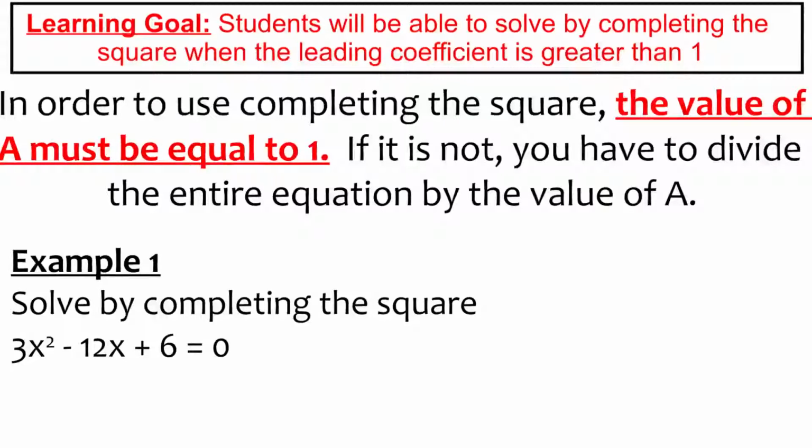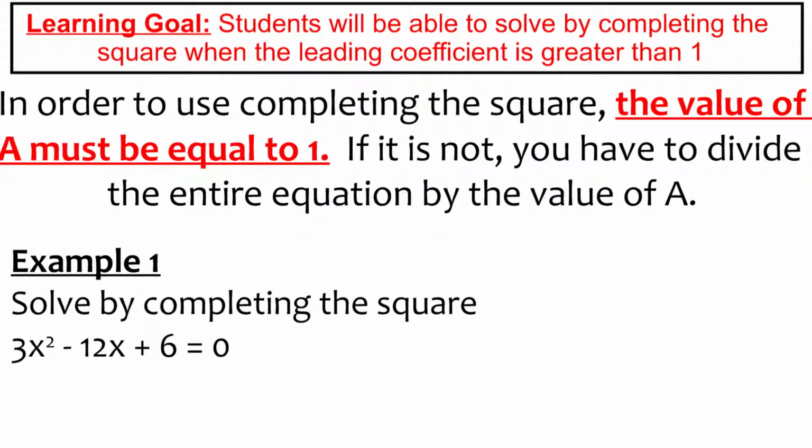So we're going to be completing the square when the leading coefficient is greater than 1. In big, bold, red letters here, I'm reminding you that in the last video we said in order to use completing the square, the value of a must be equal to 1. If it's not equal to 1, you have to divide the entire equation by the value of a.